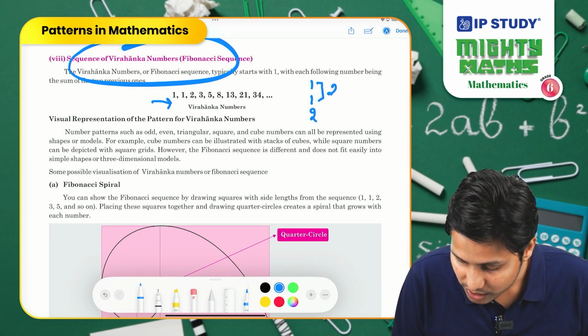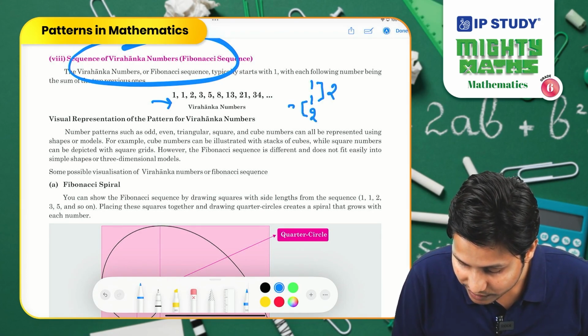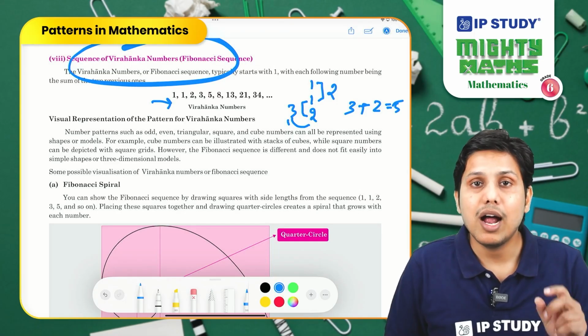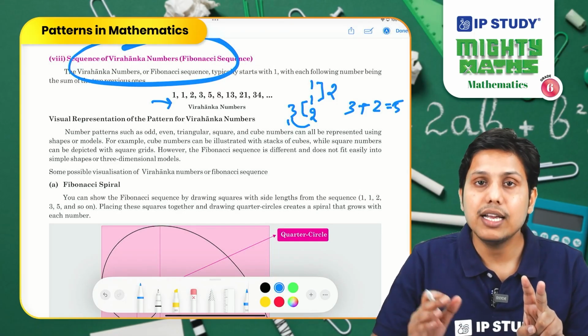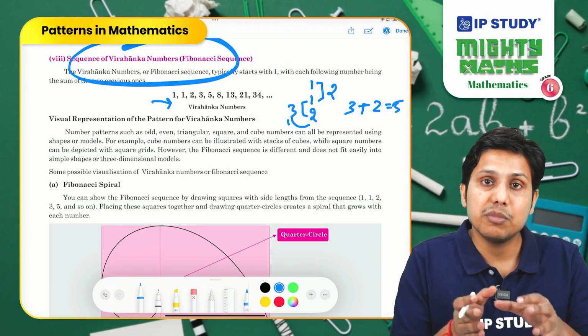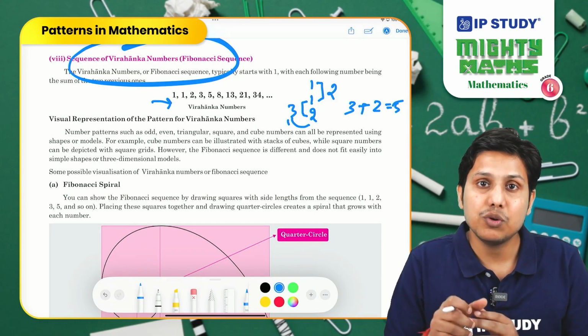1 plus 1 is 2. Then we can add these 2, which will give us 3. Then we can add these 3 and 2 to get the next member, 5. So the rule is you have to add 2 members to get the next member, but these 2 members will be the two just previous members to the number that we want to get.